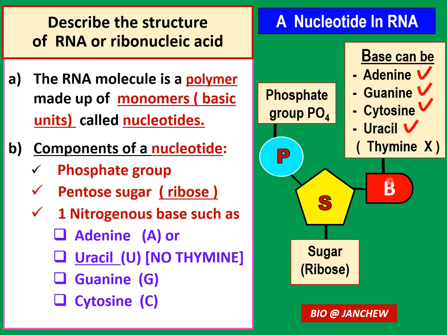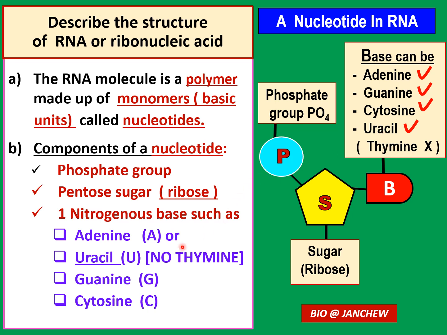that contains nitrogen. Now, what are the four nitrogenous bases that can be found in the RNA molecule? Base can be adenine, guanine, cytosine, and uracil. So this is a new base that we have not studied before. Uracil replaces thymine. So uracil in RNA replaces thymine in DNA. So there is no thymine in RNA, only uracil to replace the thymine.